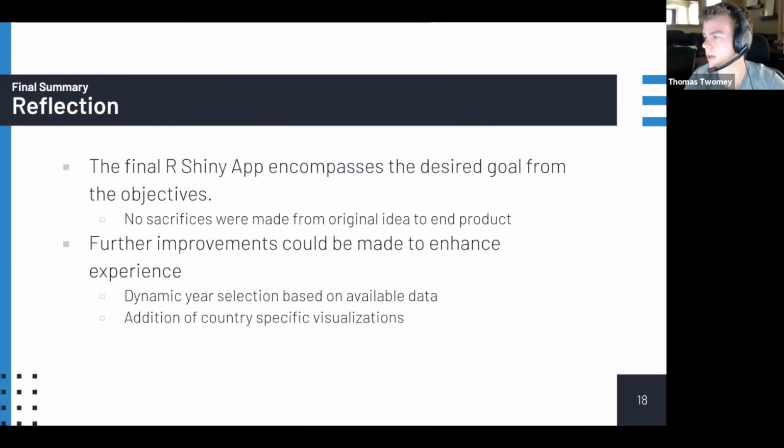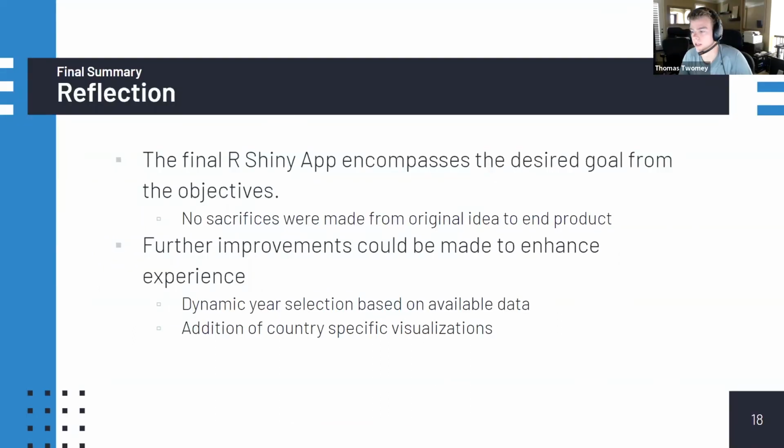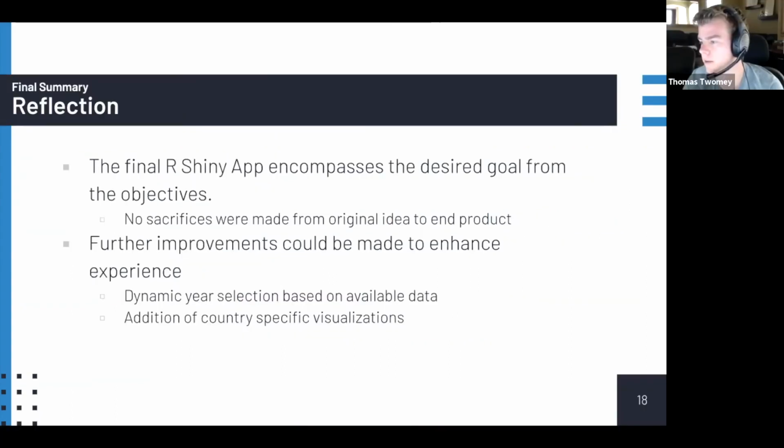The final R Shiny app encompasses the desired goal from the objectives. There were no sacrifices made in the final product. Additionally, our app is also different than the other ones that we have listed above because the two plots, both the map and the scatter plot, talk to each other. To further improve our app, we could add a dynamic year selection based off available data, as well as country-specific visualizations and graphs, such as hovering over it and displaying that sort of information.